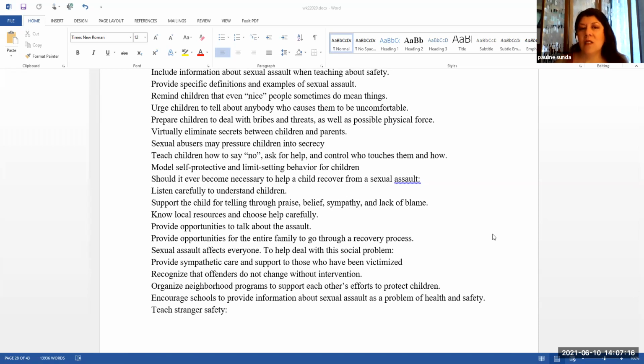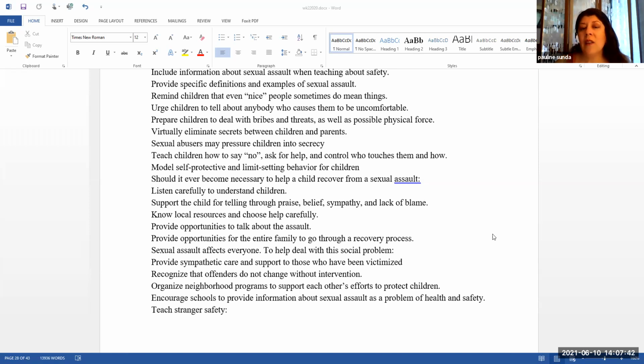What do we mean by a nice person? It could be a teacher. It could be a coach. So by definition, those are nice people. And so that's why you need to let them know this. Urge a child to tell if anybody around them makes them uncomfortable. Prepare children to deal with bribes and threats as well as possible physical force.